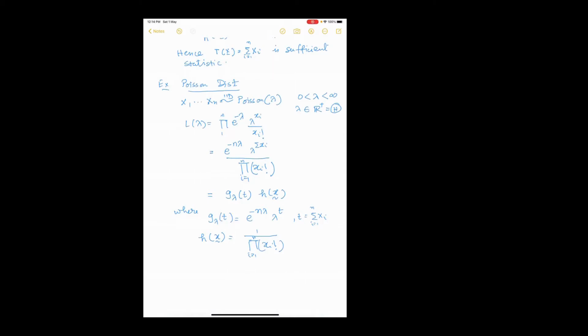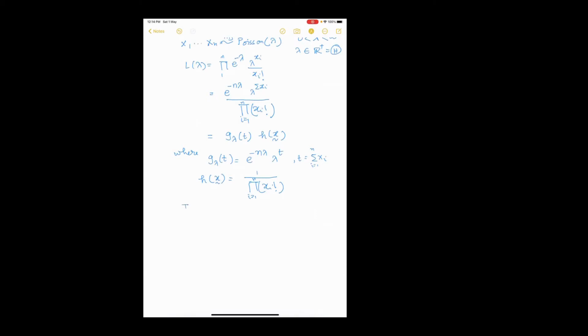So now again, I'm writing this as a function of two parts, and so by Neyman's factorization theorem, T is a sufficient statistic for lambda. Now you see, we already proved on day one that this T is sufficient, but what we have not proved is whether x bar, which is T by n, is sufficient. Correct? Are all of you with me? Yes, sir. So this is what we want to show.